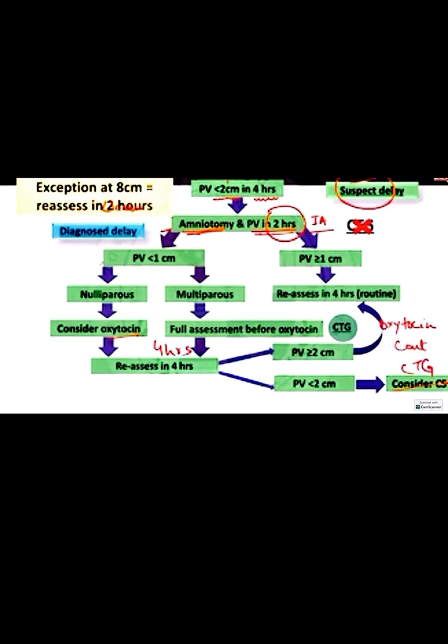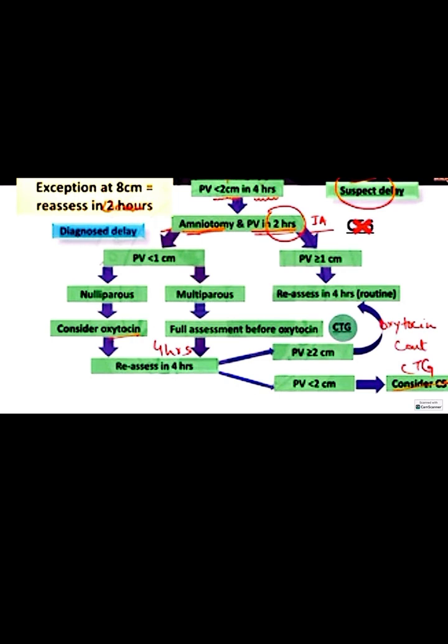In this specific case, you will do intermittent auscultation, with no need for continuous CTG unless there is a high risk factor. Now, if you wait for 2 hours and on per vaginal examination the progress is less than 1 centimeter, we will call it diagnosed delay. If it is equal to or more than 1 centimeter, you will reassess again in 4 hours, as in the normal first stage of labor, because the progress is normal. But if it is diagnosed delay, meaning less than 1 centimeter, in nulliparous or multiparous, what you have to do is start oxytocin.